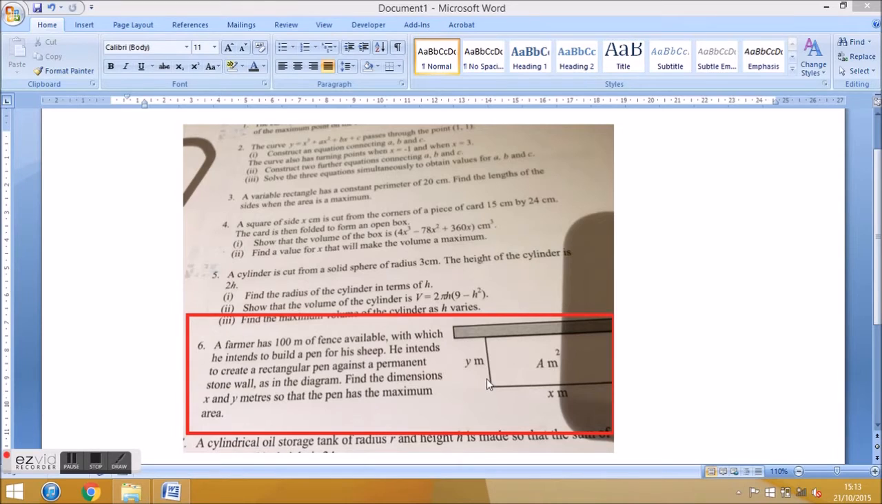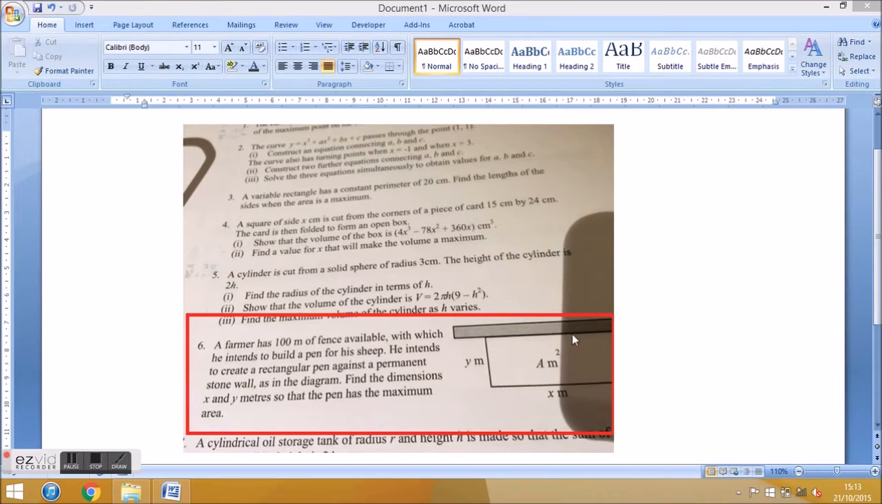When this student sent this through, she didn't capture the whole diagram, but you can imagine what it's going to look like. This is the length of the rectangular pen, Y, this is the width, which is X meters, and then you're going to have another length going up to the stone wall, which would also be a length of Y. The question says: find the dimensions X and Y meters so that the pen has the maximum area.